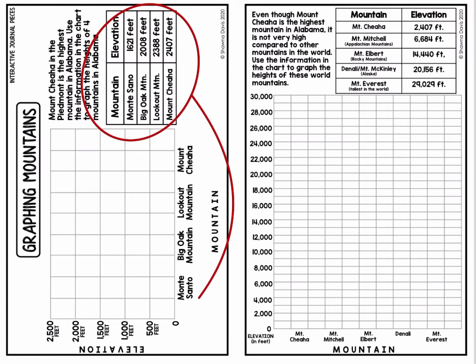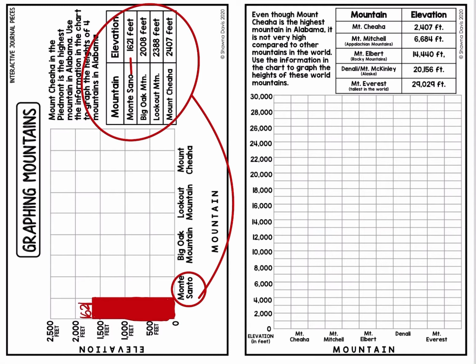All right, so here we've got Monte Santo. Monte Santo is 1,621 feet. So here you've got 500, 1,000, 1,500, 1,600. All you do is make a little bar graph of that 1,621 feet. You want to color that in. And then at the top of it, you always want to label it. That makes it look clean and nice, and it lets everybody know exactly what number.